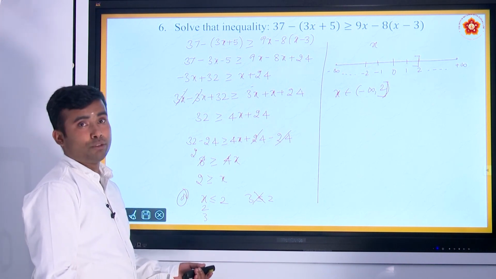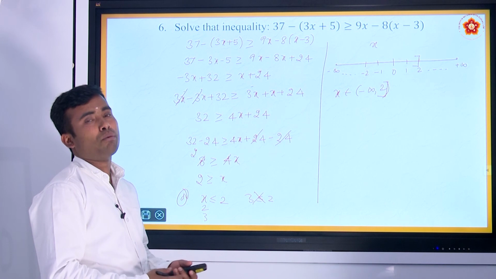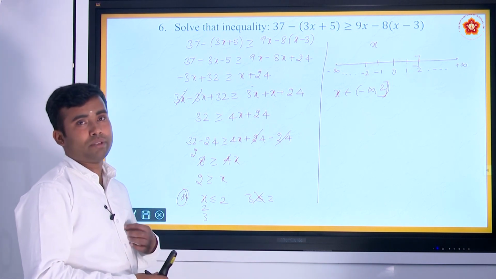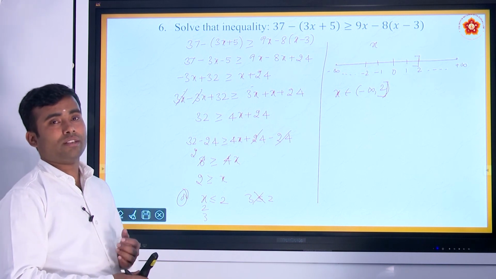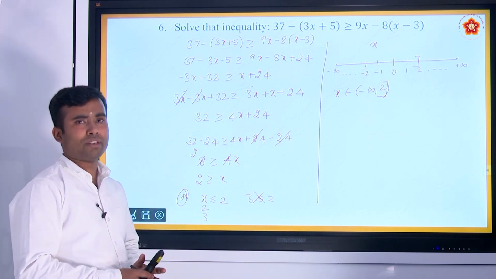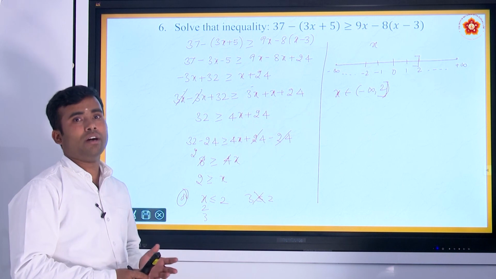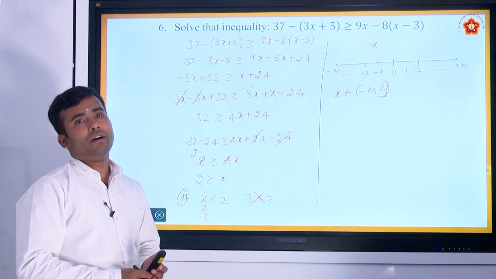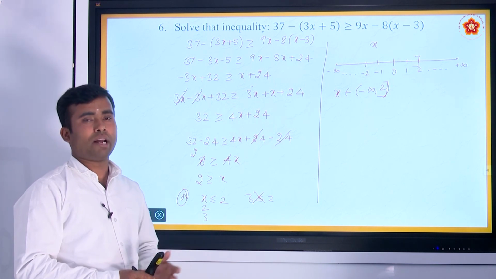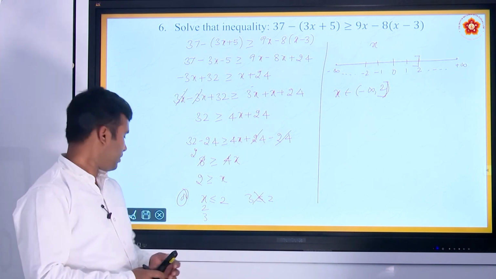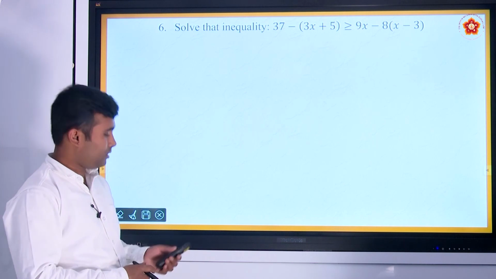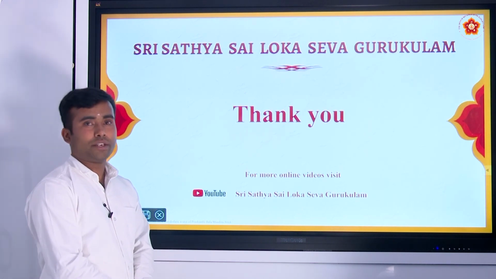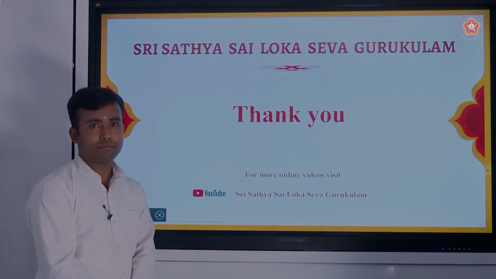So this completes the terminal exercise. There are many problems in the terminal exercise. We have solved a few examples from the terminal exercise, and students should go through all the remaining terminal exercises so that you may get practice on this chapter. So this chapter is completed. Thank you.